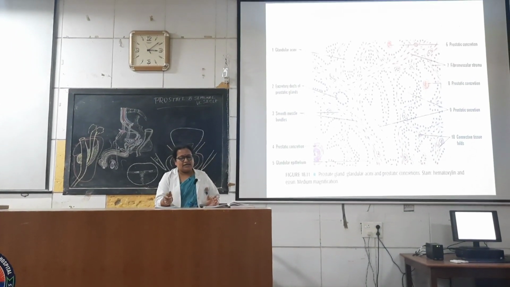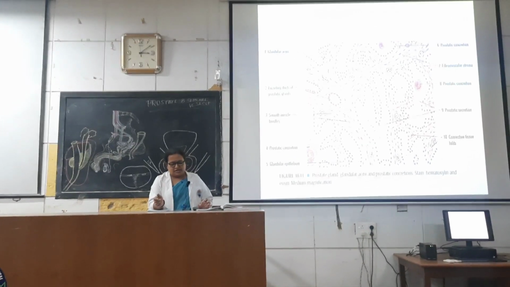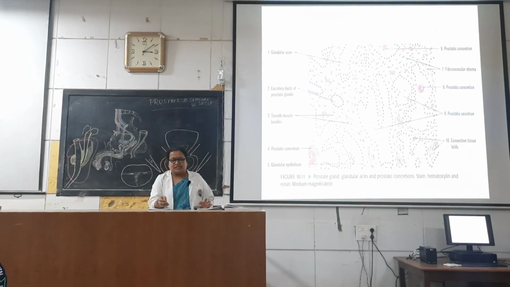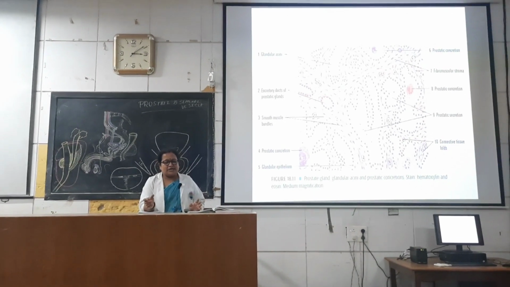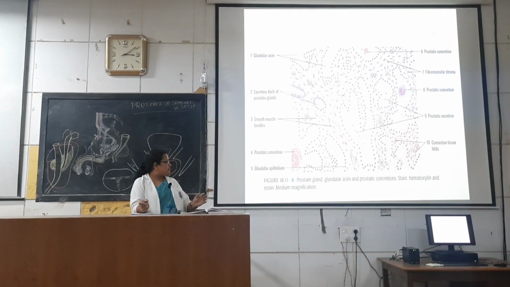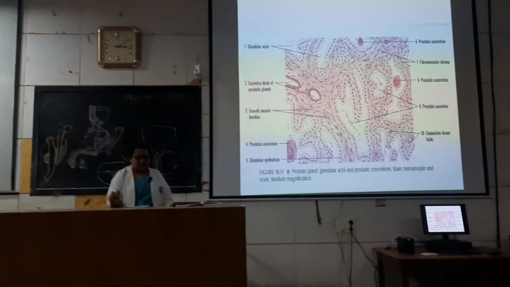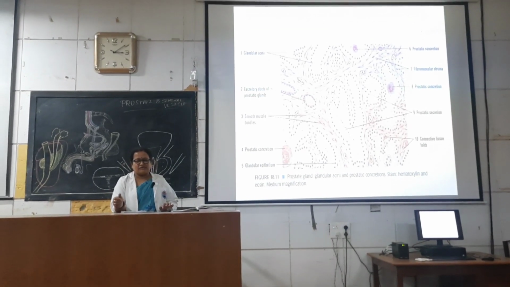Here we will mainly discuss three glandular systems which provide the bulk of the semen. That is, the semen is mainly formed by the prostatic secretions, the secretions coming from the testis, and the secretions from the seminal vesicle.